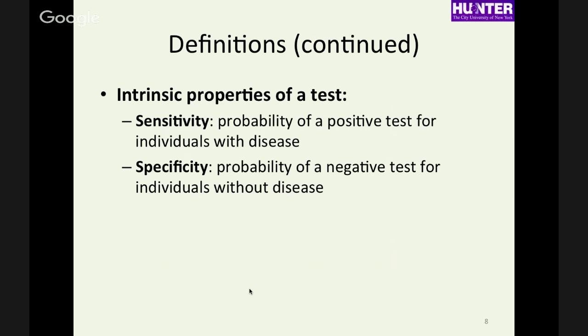Sensitivity and specificity, we've been talking about them, but here they are written down. These are the intrinsic properties of a test. Sensitivity is the probability of a positive test for individuals with the disease. So applied to the 100% prevalence population, it is the fraction of positive tests in that population. And conversely, specificity is the probability of a negative test for individuals without the disease, so the 0% prevalence population.